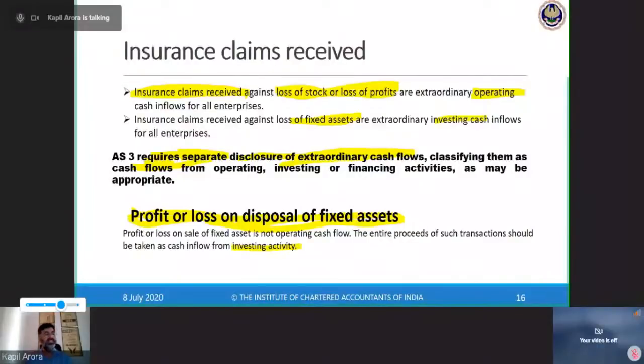So whenever there is a TDS on any item, wherever that item is going, if that item is going under operation, TDS on that will also fall under operation. If the item is going under investment, TDS will also go under investment. So income tax, as I mentioned earlier, follows the item which it belongs to.